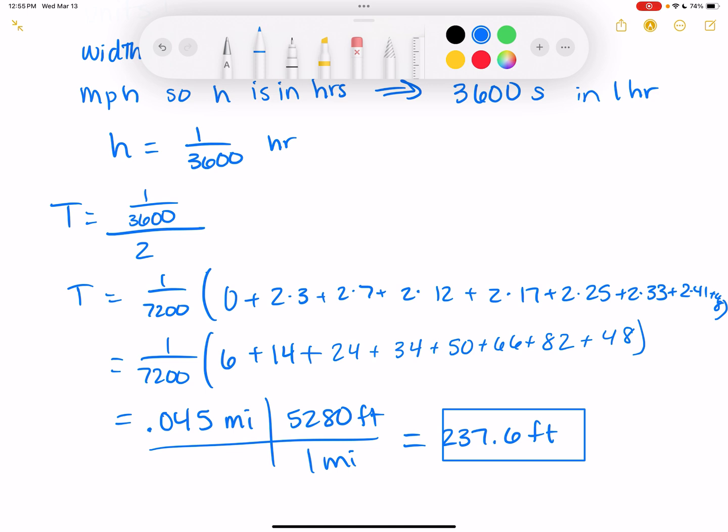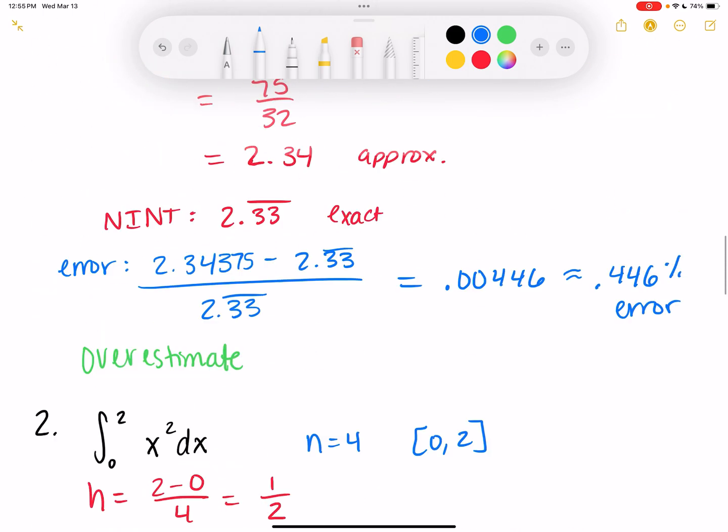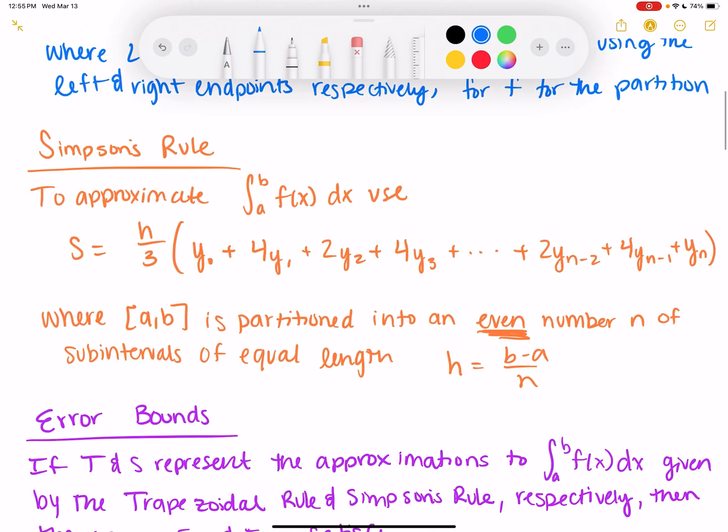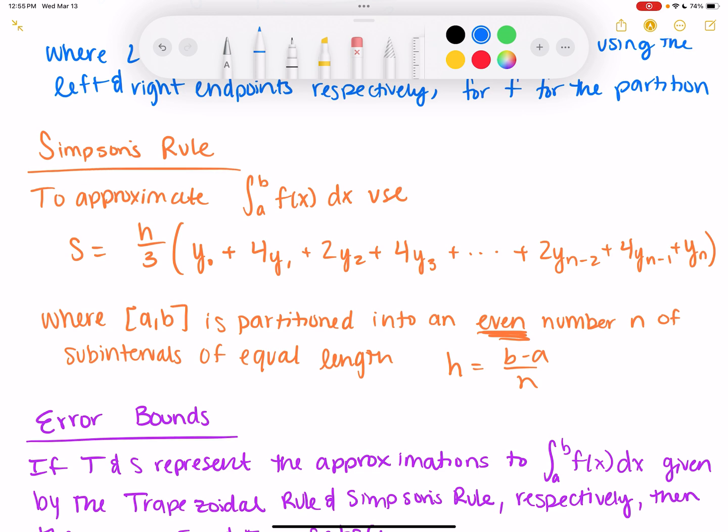All right, so let's do 2 Simpson's rule problems. Just as a refresher, H we find the same way that we did before. This time it's H over 3. And keep in mind that the partition has to be an even number of subintervals for this one to work, okay? So we do the first term, and then it's 4 times the next one, 2 times the next one, 4 times the next one, and so on until you get to the end. So it alternates between 4 and 2.